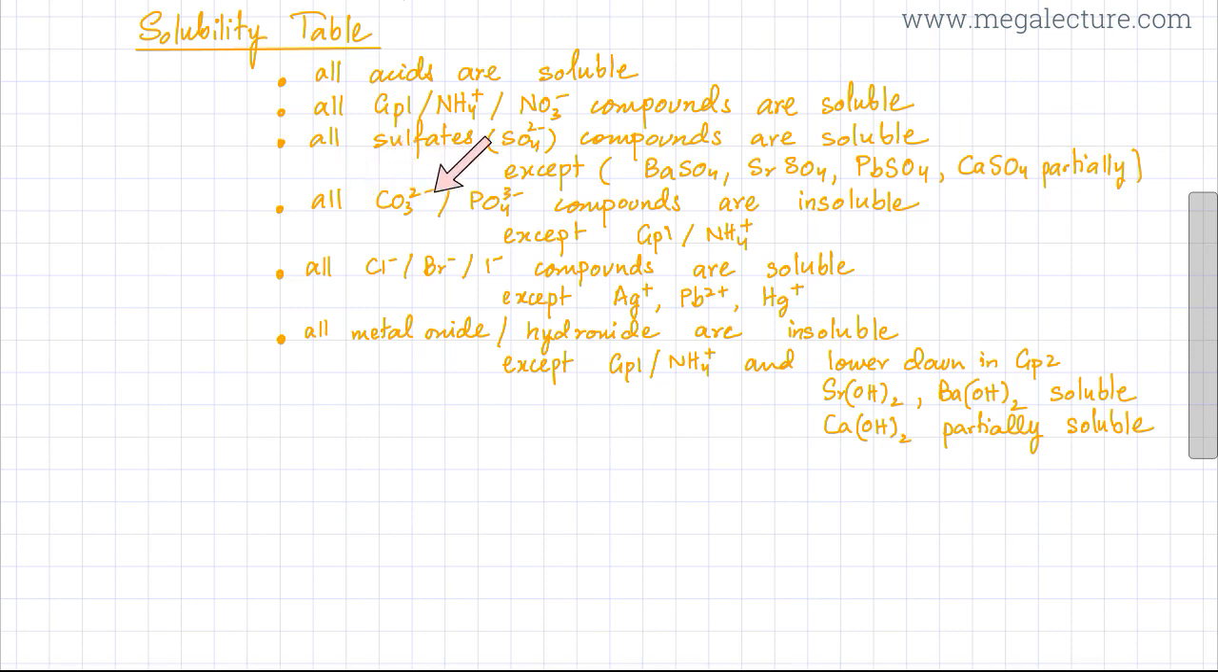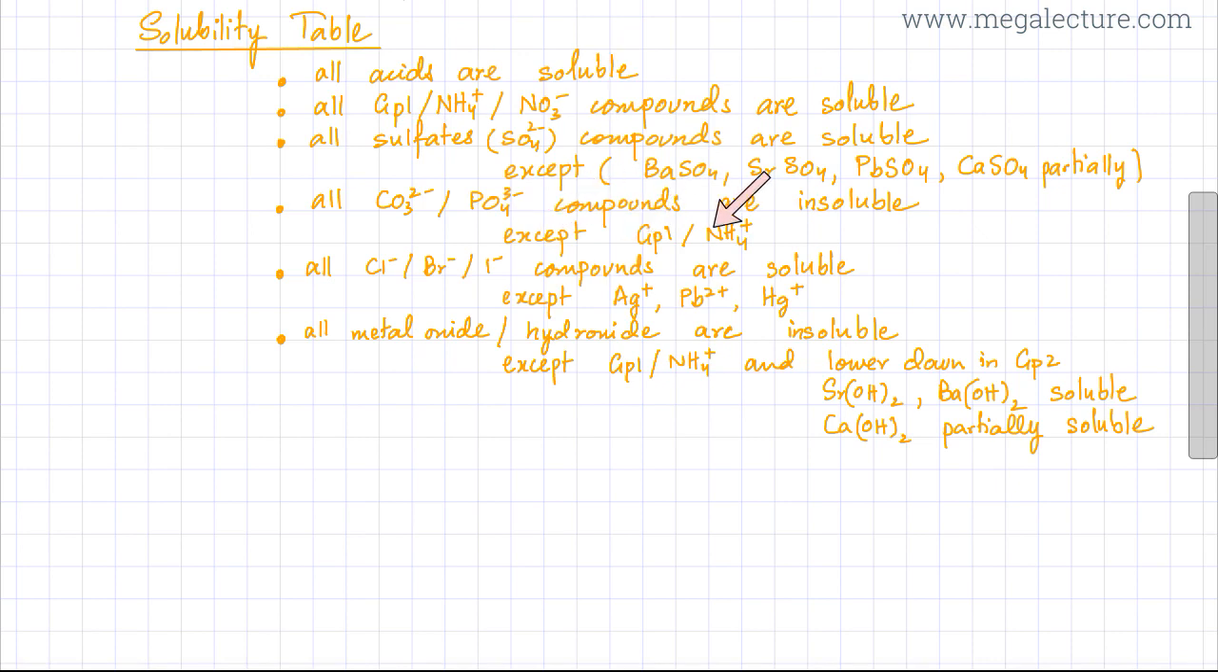Moving on, all carbonate and phosphate compounds are insoluble. So whenever you hear something carbonate, iron carbonate or tin carbonate or tin phosphate, anything that's phosphate or carbonate, that's probably going to be insoluble, except if they already contain group 1, because we already studied that group 1 compounds are all soluble and NH4+ compounds are all soluble. So if it's a carbonate but it's a group 1 carbonate, then it would probably be soluble.